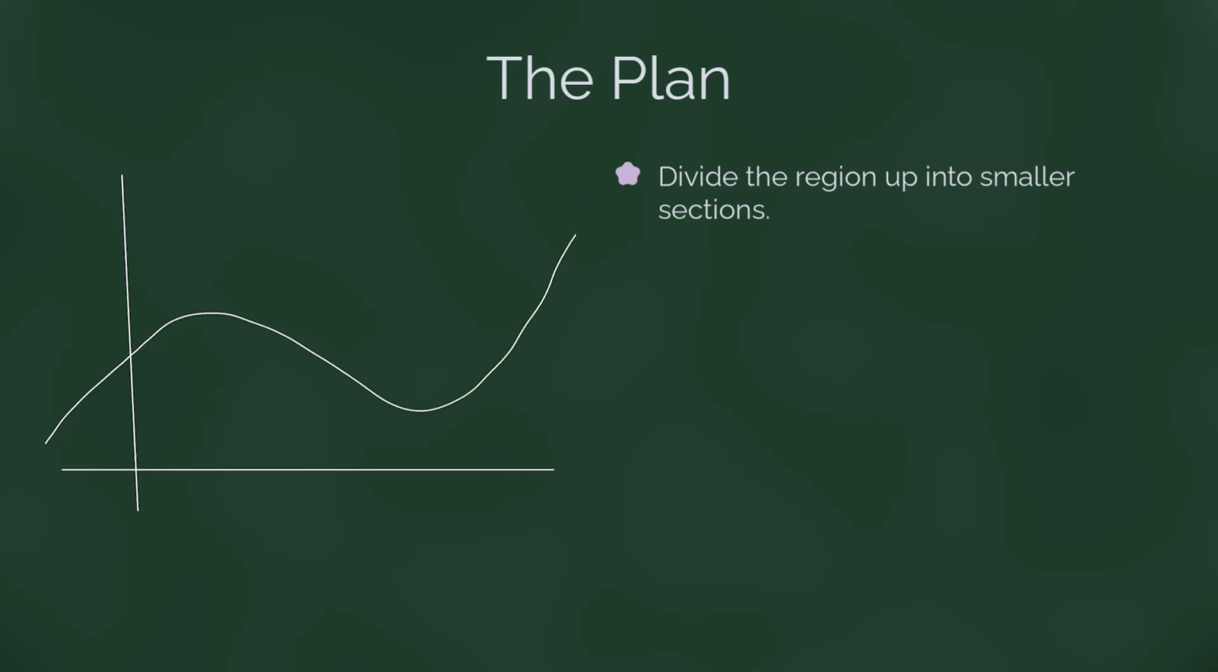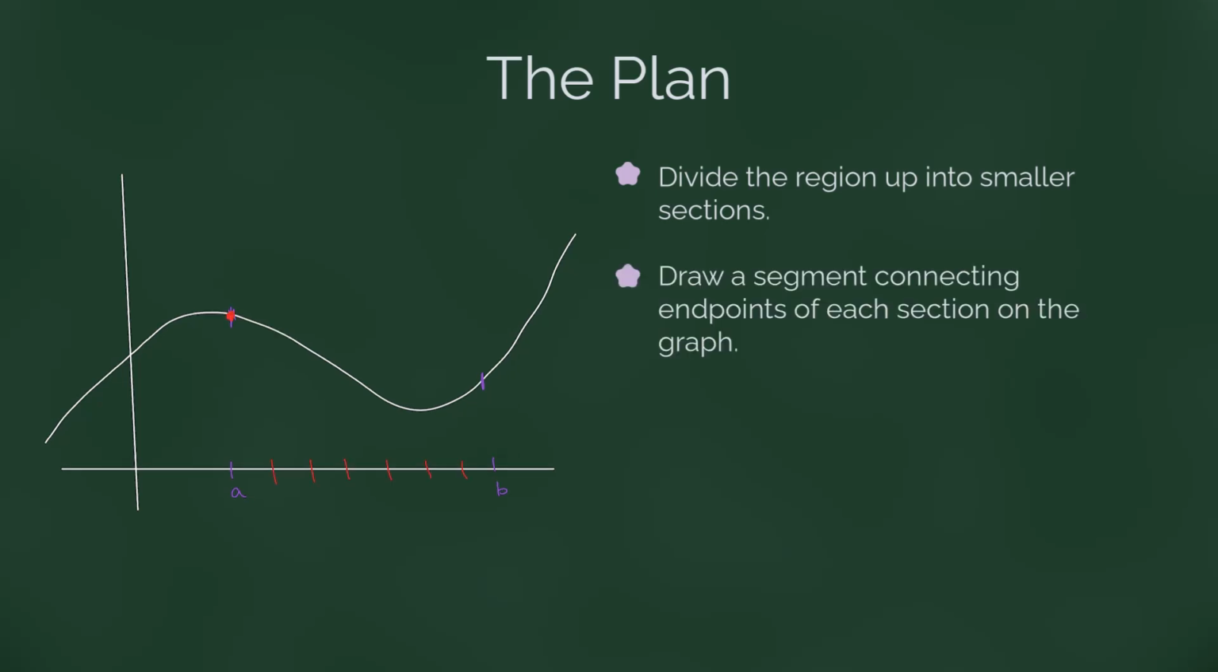Here we have some graph, some function, maybe f of x, and we wish to know its length on the interval between a and b. So what we'll do first is divide that region up into smaller sections. Next, we'll draw a segment on the graph that connects the points on the graph that begin and end on the subsections we just drew. This is going to give us a series of straight line segments, each of which we can calculate the length of.